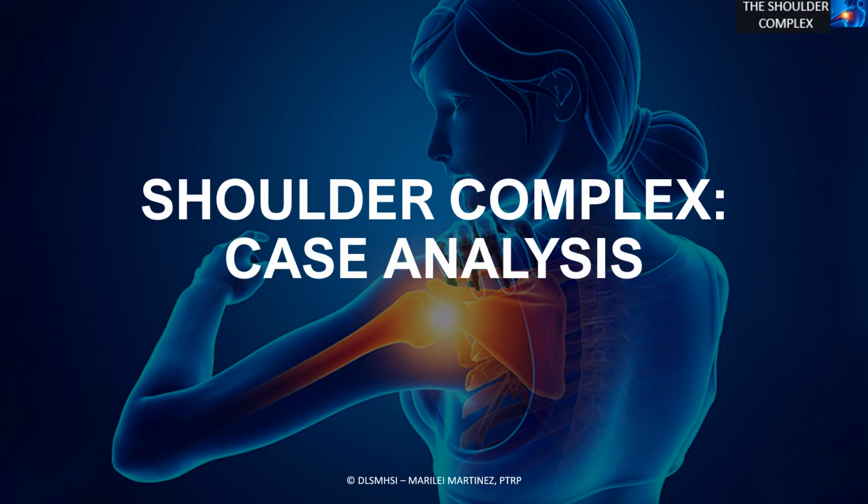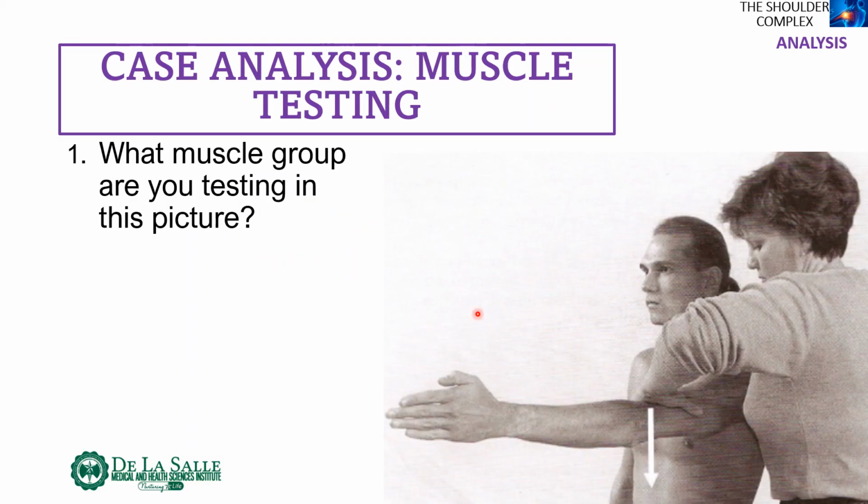We are done with the movement analysis. Let's now proceed with your case analysis. First case analysis is muscle testing. So what muscle group are you testing in this picture? The patient is in 90 degrees shoulder flexion, then the physical therapist is applying a downward force on the distal humerus of the patient.